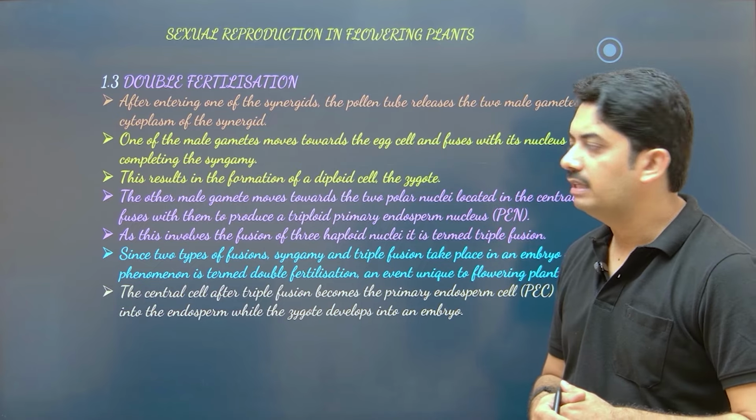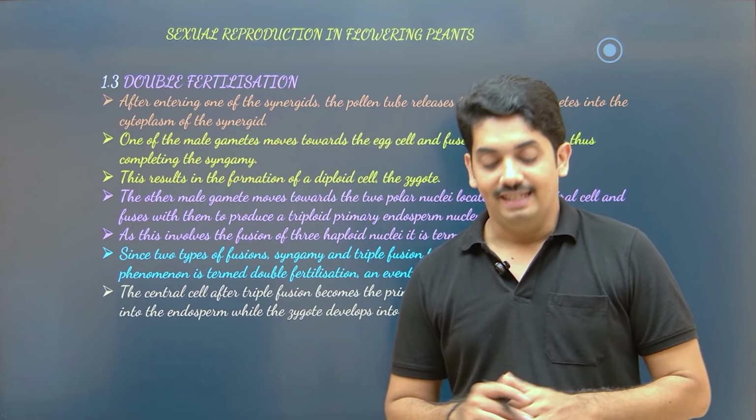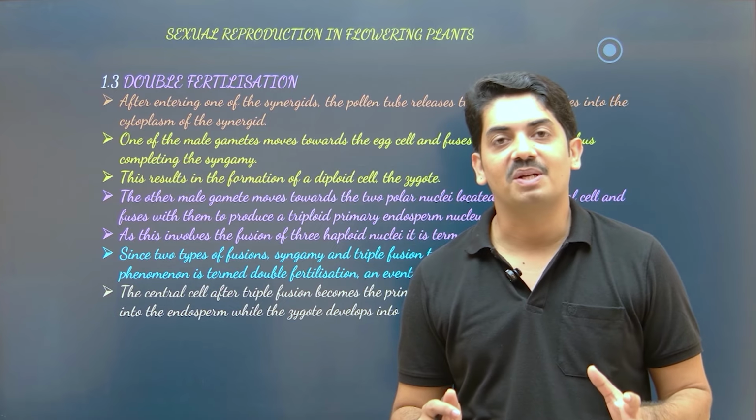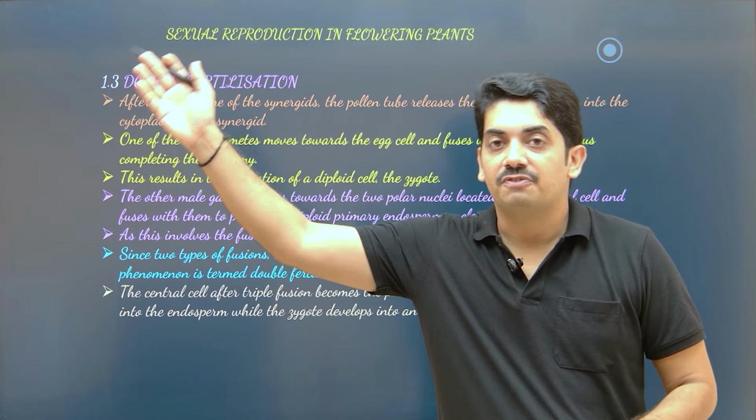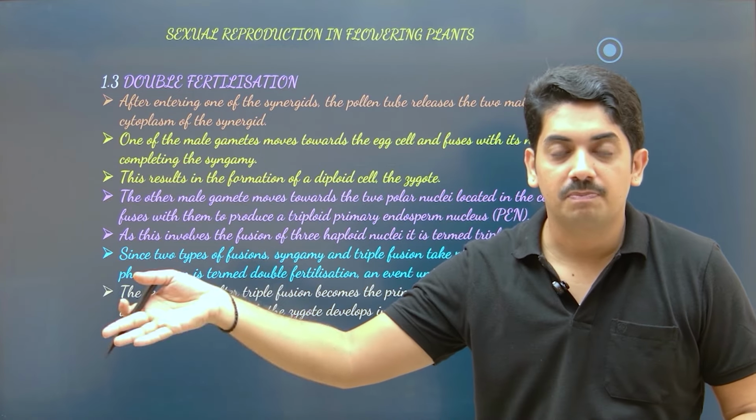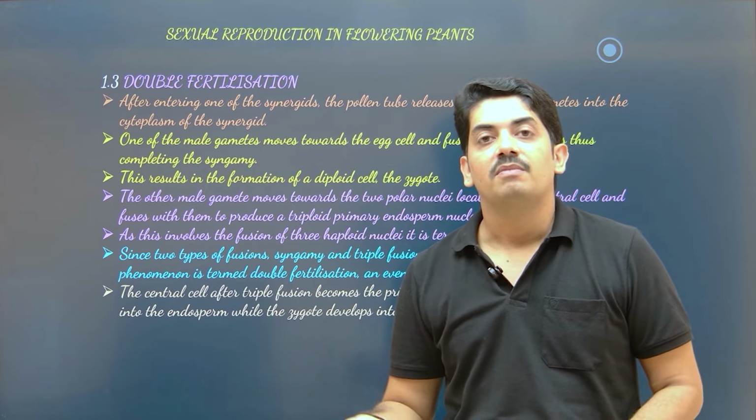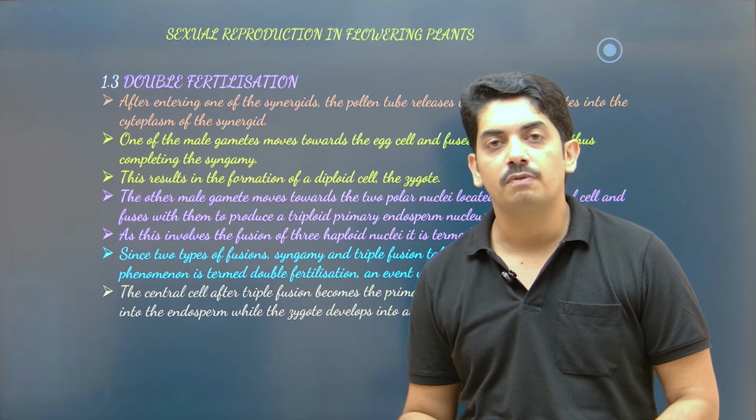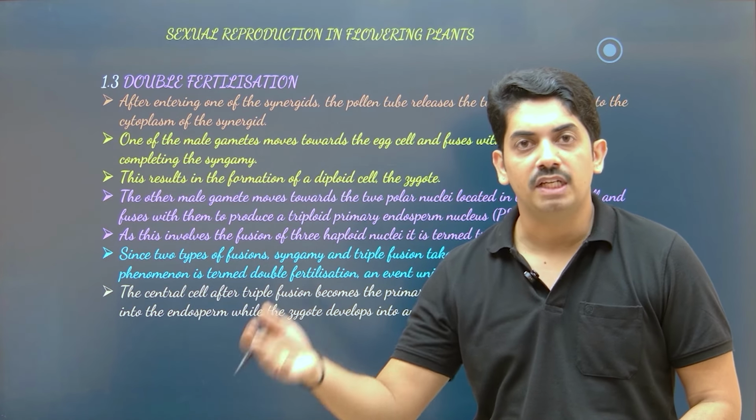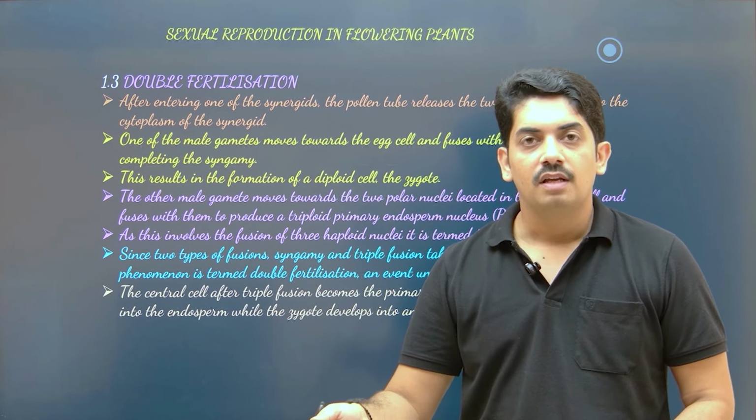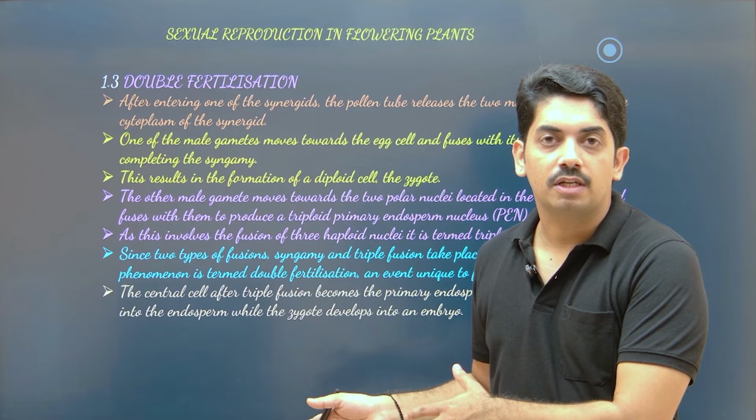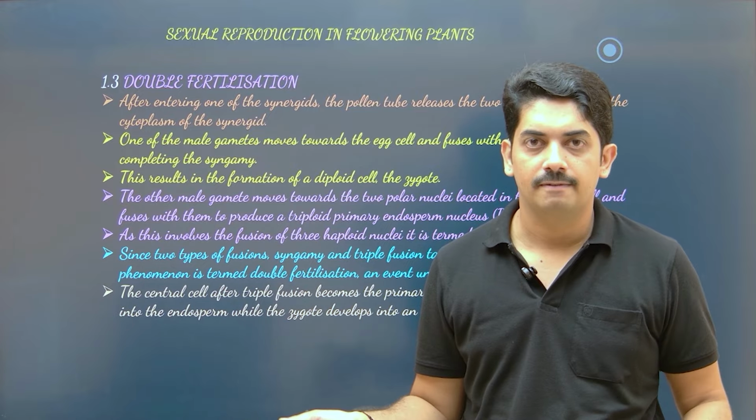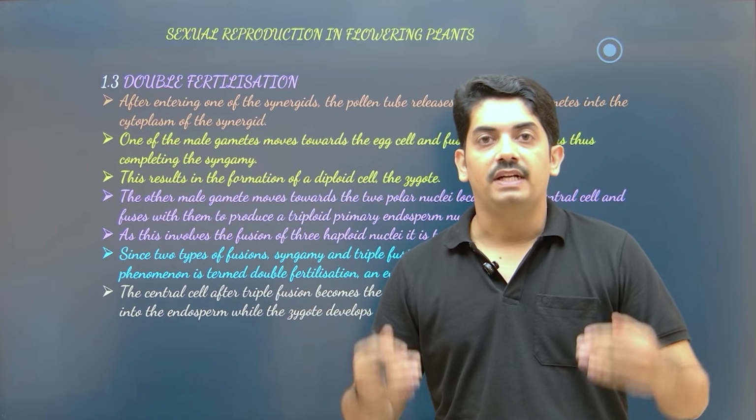Now coming to double fertilization. So far we have traveled so much with sexual reproduction in flowering plants. We started from microsporogenesis, megasporogenesis, and after that pollination, the kinds of pollination, then different modes of pollination: water pollination, wind pollination, insect pollination. After that, pollen-pistil interaction. All these processes are nothing but pre-fertilization events. Now we will study fertilization.